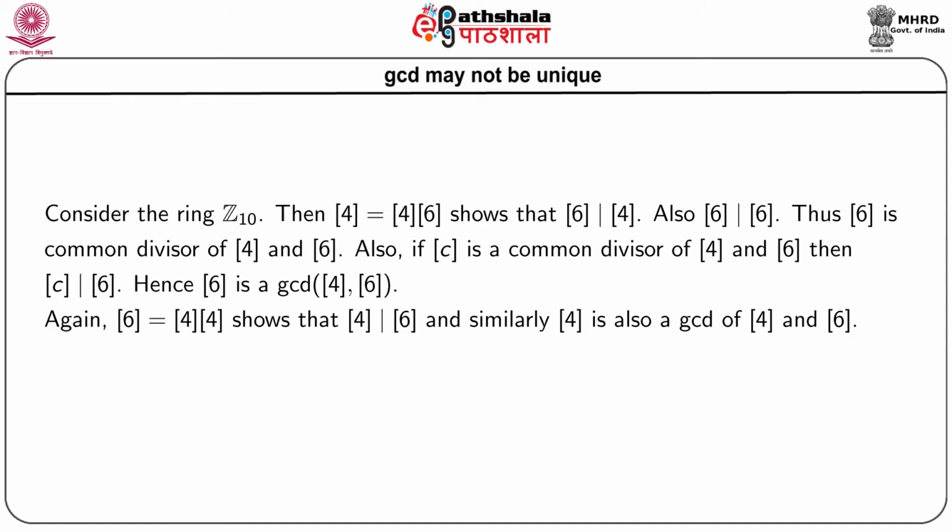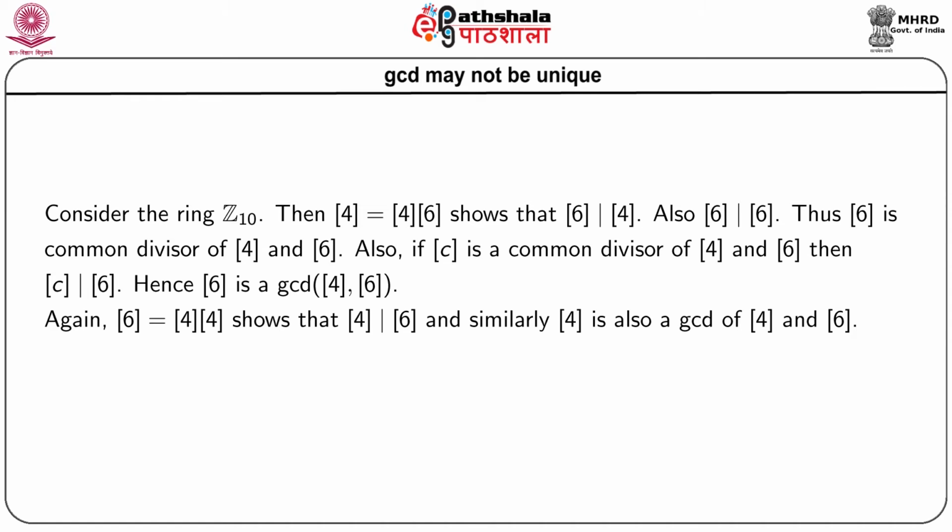For this, first note that in Z10, 4 is equal to the product of 4 and 6, which shows that 6 divides 4. Also we have 6 divides 6. Thus, 6 is a common divisor of 4 and 6. Also, if C is a common divisor of 4 and 6, since it is a divisor of 6, 6 becomes GCD of 4 and 6.